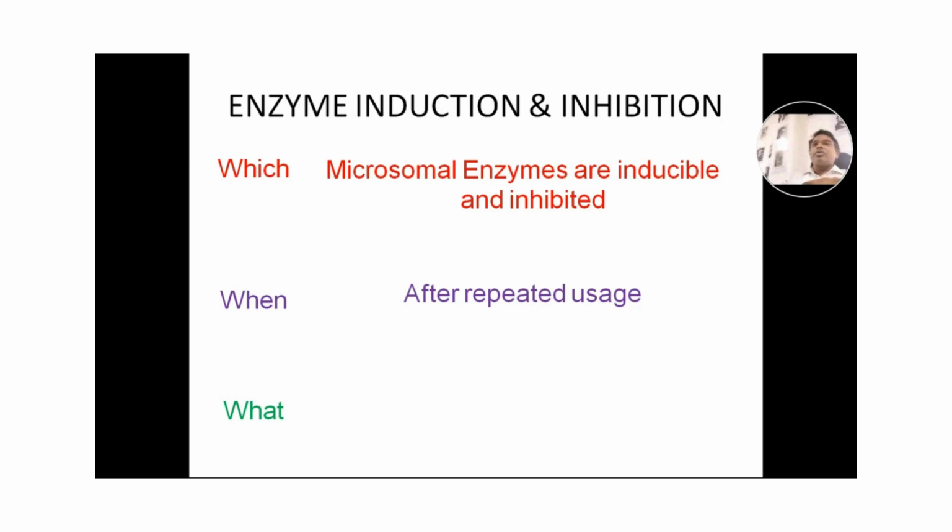For example, rifampicin is an enzyme inducer. It will increase the metabolism of other drugs. So, because of this enzyme induction and enzyme inhibition, there is a chance of drug-drug interactions. Now, let's learn about the drugs that cause enzyme induction and inhibition with a mnemonic.